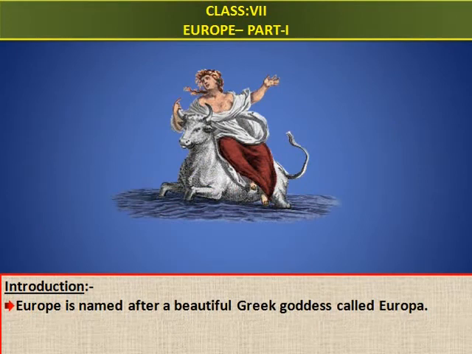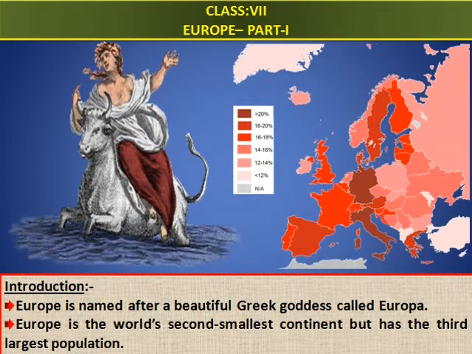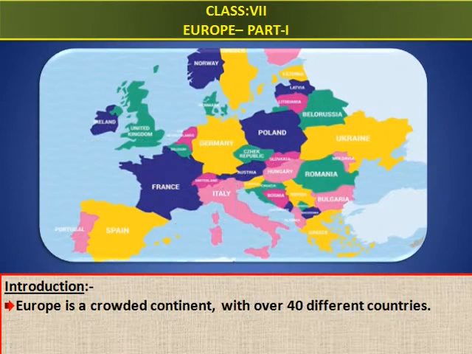Europe is named after a beautiful Greek goddess called Europa. Europe is the world's second smallest continent but has the third largest population. Europe is a crowded continent with over 40 different countries.